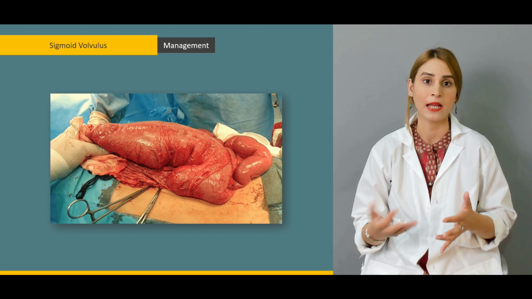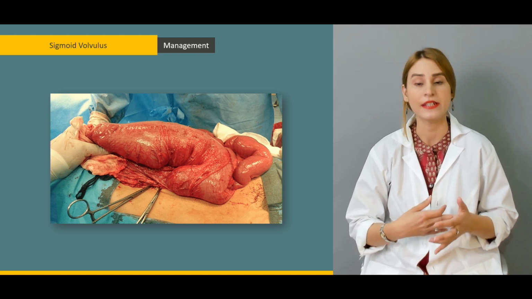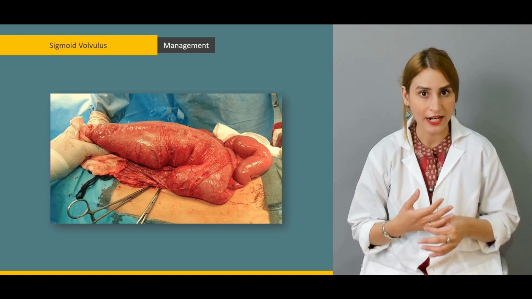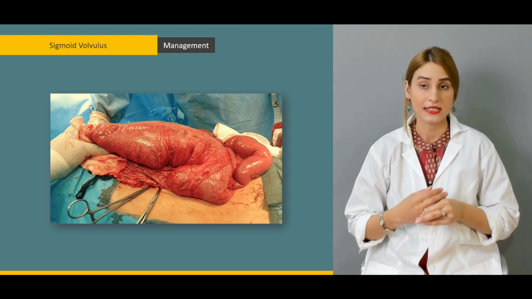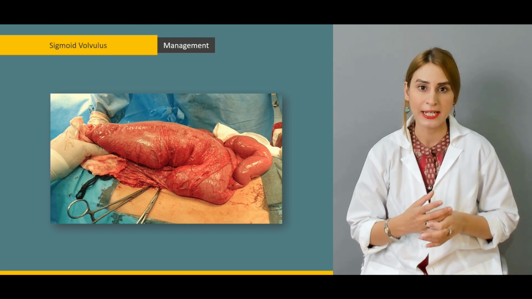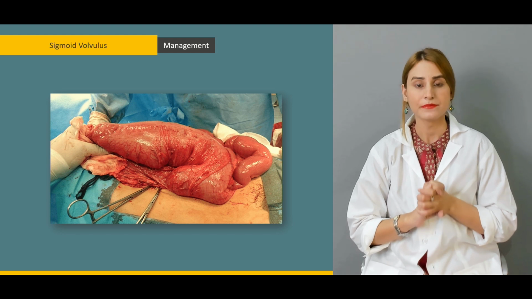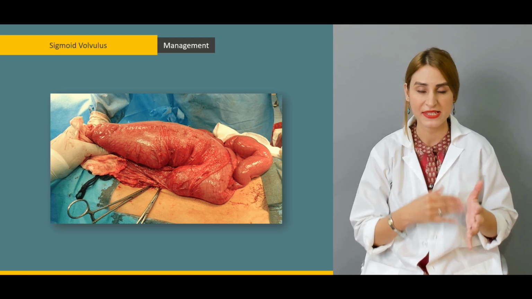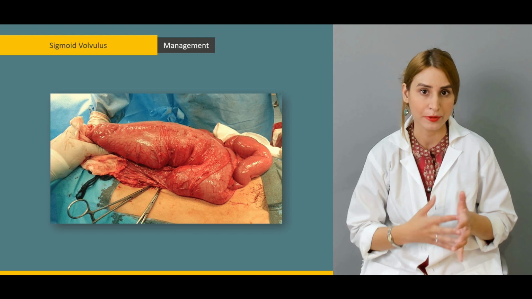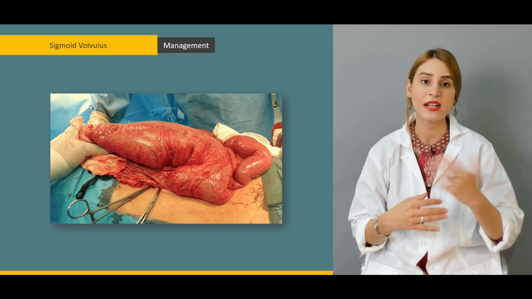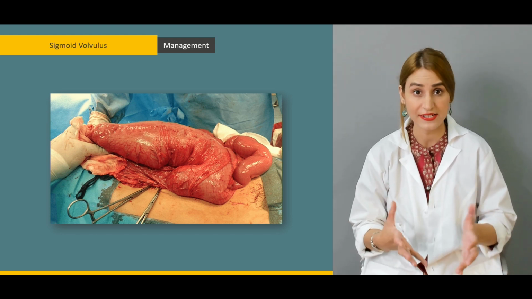The color would be the same, darker and gangrenous, and there would be no mesenteric pulsations as well. Plus, in case of the viable segment, there would be mesenteric pulsations. In case of non-viable, there would be no mesenteric pulsation. Plus, the most important thing is peristalsis.